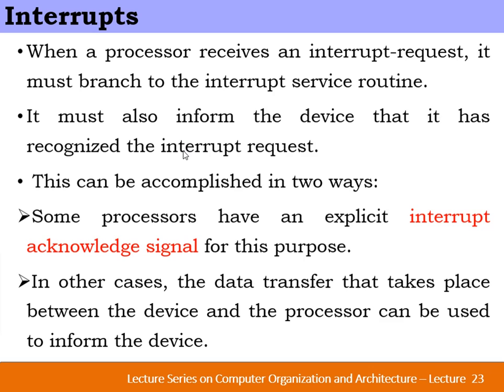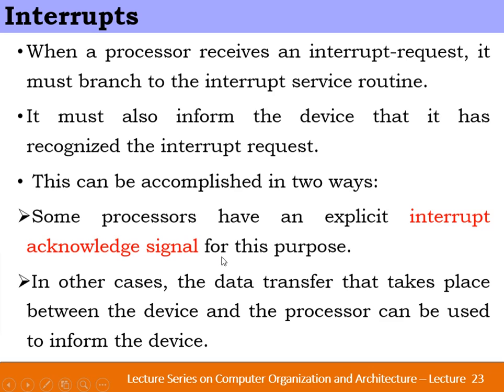Another job is that it should give the intimation to the device, the one which has generated the interrupt request signal. That is, intimating the device that its interrupt request has been recognized. This can be accomplished in two ways. Here some processors have an explicit interrupt acknowledge signal for this purpose.